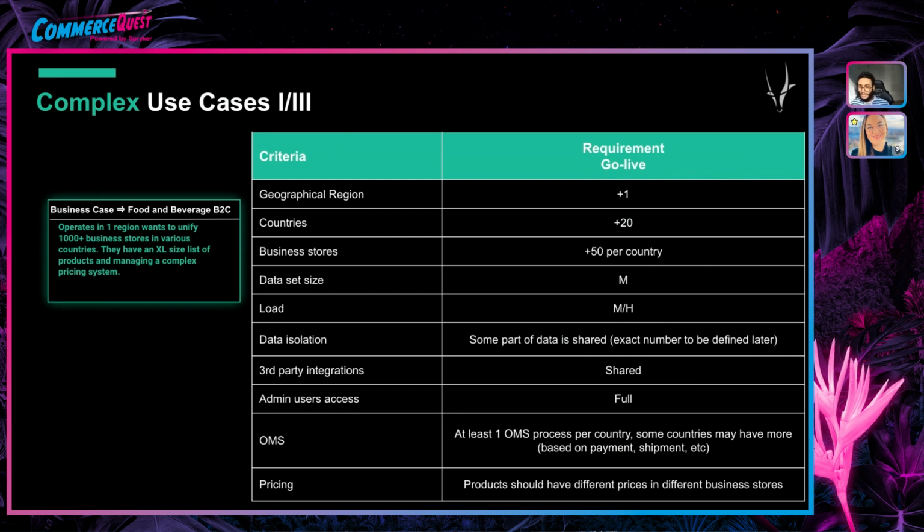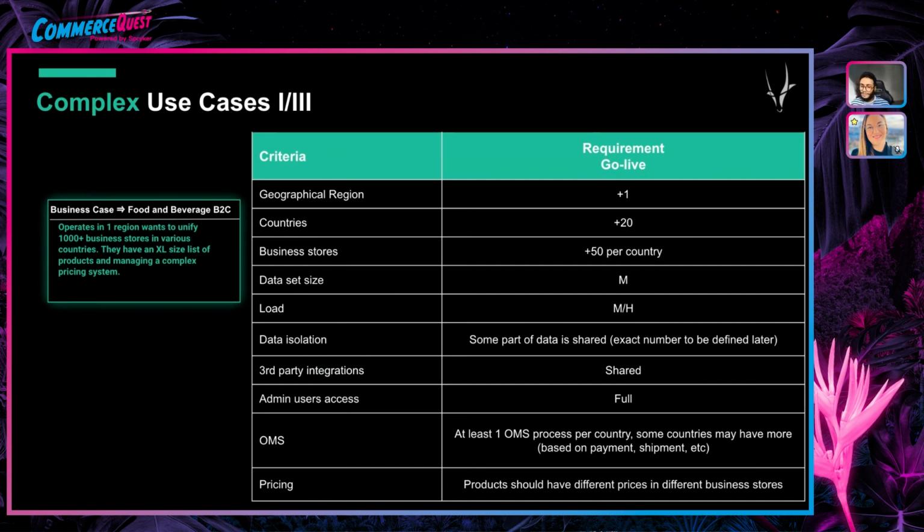It's not clear. The data isolation, some parts are shared, some parts are not clear. So the exact number will be defined later on after the go live. And the third-party integration is shared. The admin user access is full.